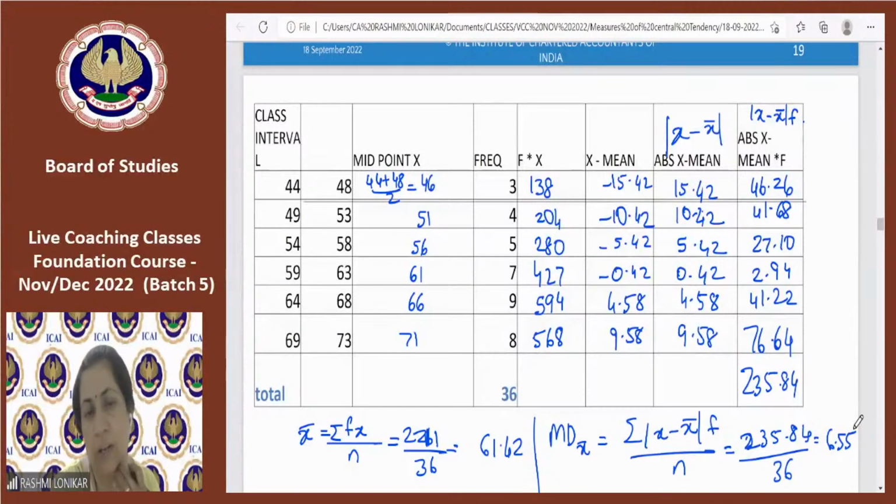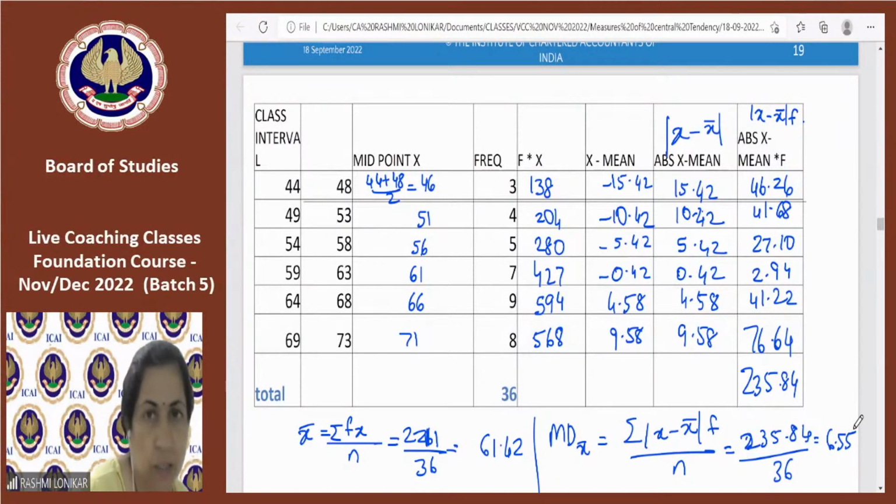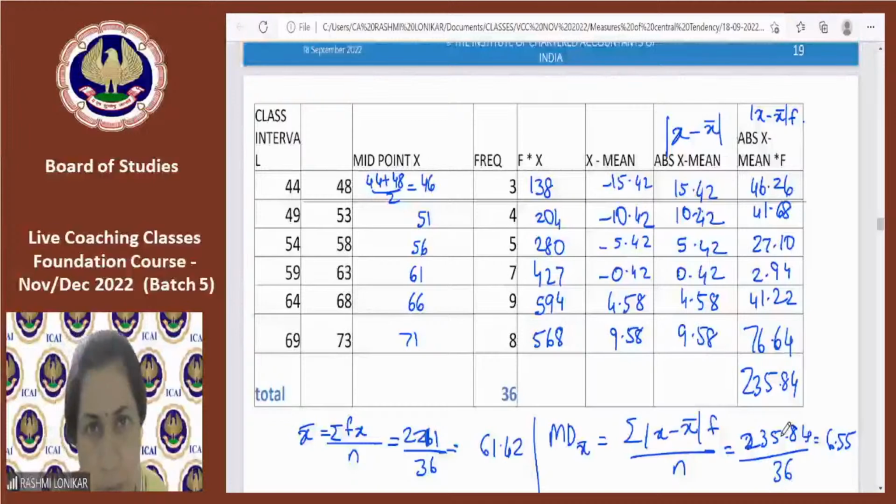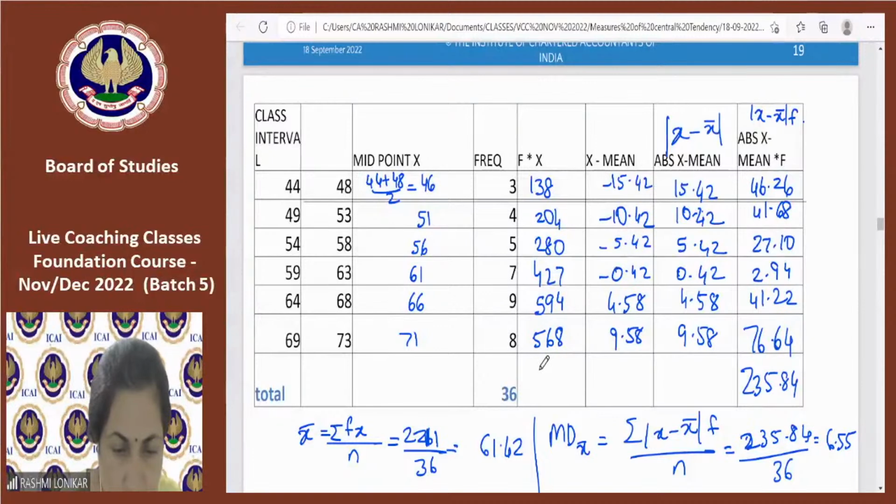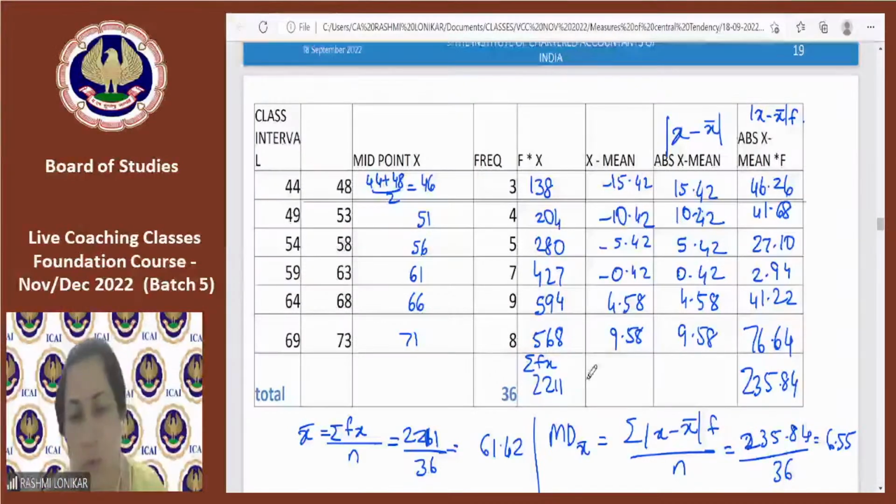Arshdeep, in this sum, we are trying to find the mean deviation. So for mean deviation, what do we do? We first find the mean. Mean is f into x upon n. So we found the midpoints, multiplied them with the frequency, and we found this one, 2211. This is summation fx. Now after that, I need to find mean deviation.